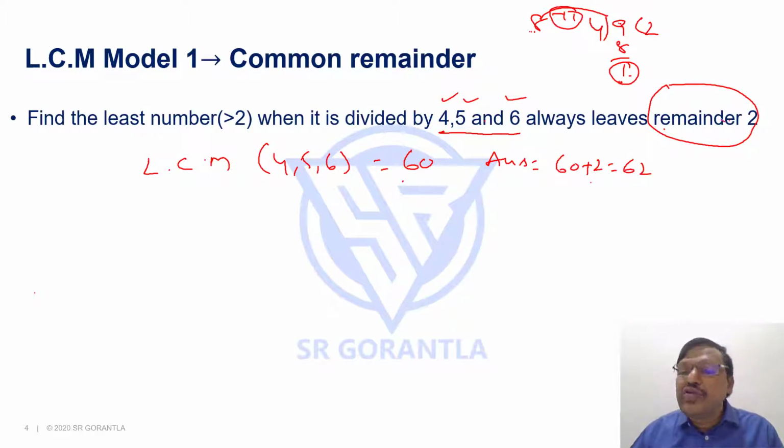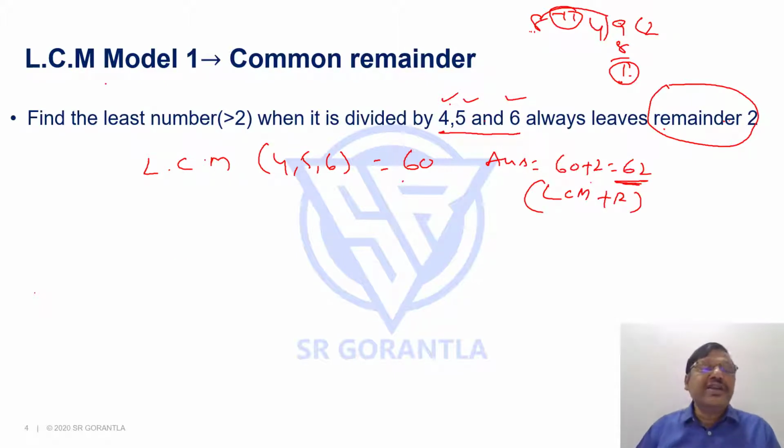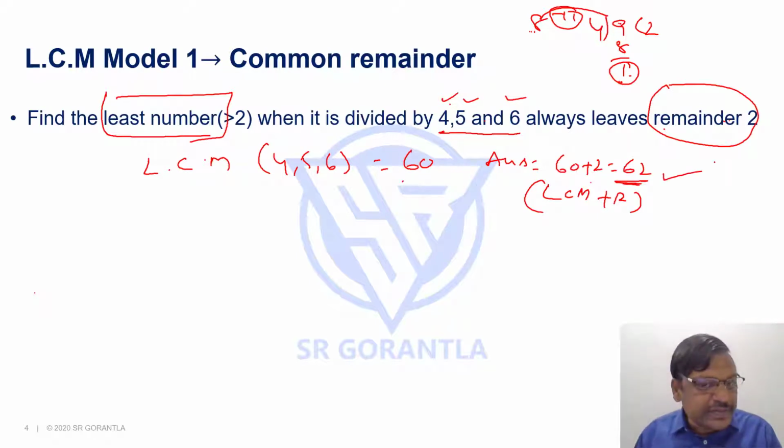So a remainder of 2 means the given number is 2 more than the common multiple of 4, 5, 6. So hence my answer should be 62. In other words, my answer is nothing but LCM plus remainder. This is the least number I am asking, hence my answer is 62.